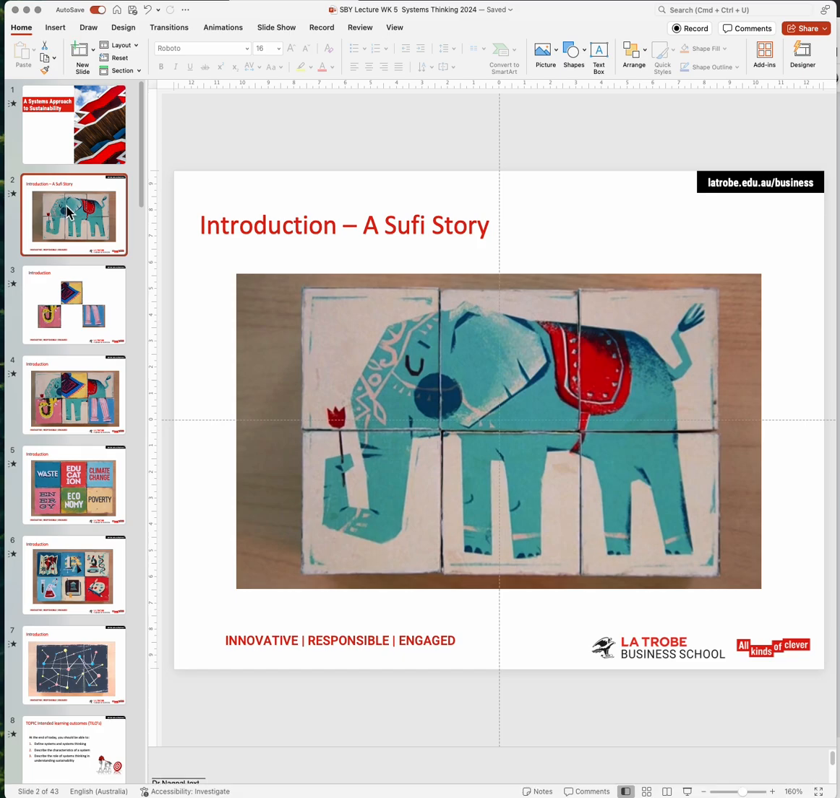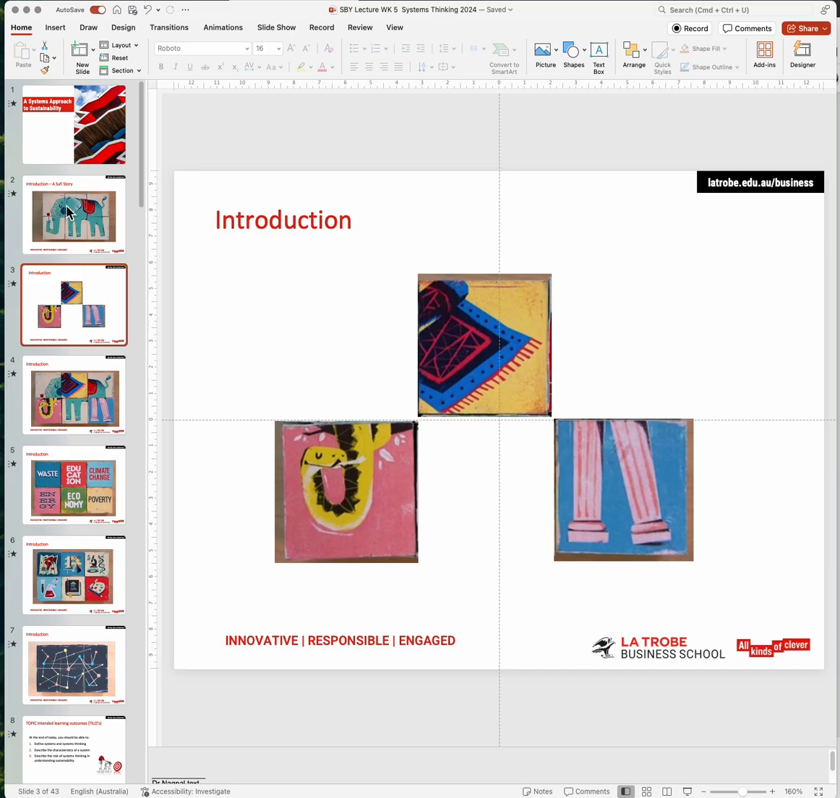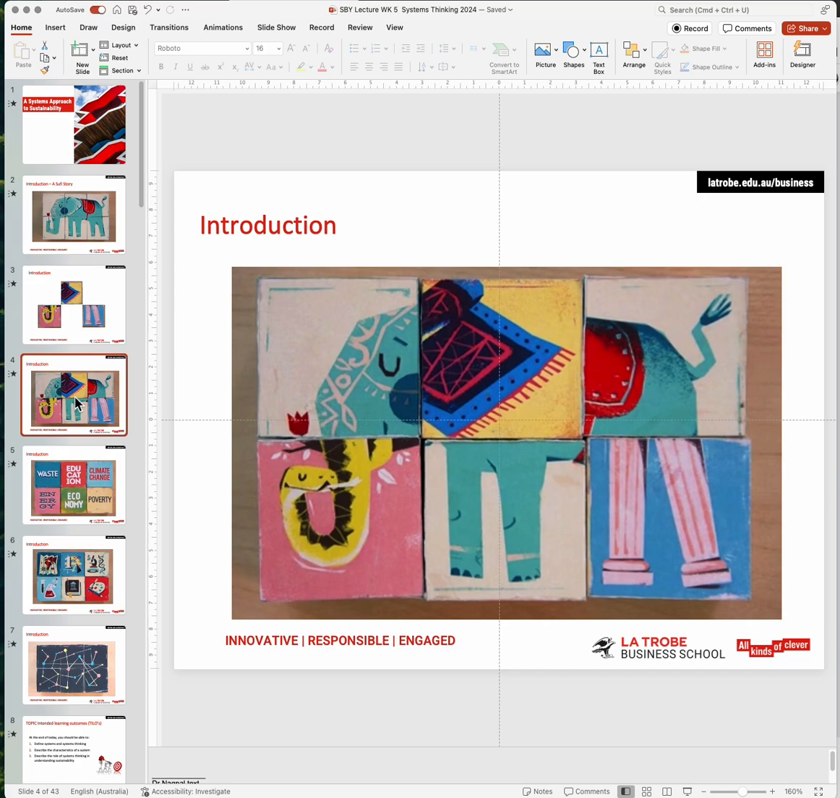So, systems. Let's start off with an old Sufi story. When we look at this picture here, we can see, obviously, we're looking at an elephant. But the story goes, if you're only able to see a part of this, you might look at this, and this looks like a snake. You might look at this. This looks like a rug, magic carpet or something. This looks like Corinthian columns, on the Parthenon in Greece. But of course, when you put all of the different pictures together, you're able to see what the whole is.